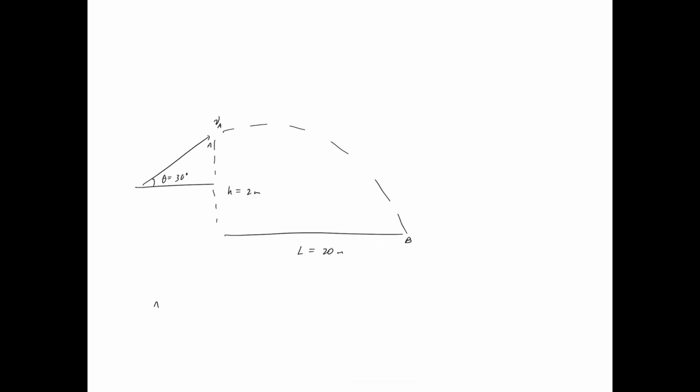Suppose we have a skateboarder that leaves a ramp that's inclined at 30 degrees with some speed that we're just told is VA. This is at point A. And they land a distance L horizontally, which we're told is 20 meters at point B. And this total height, we'll just call H, is 2 meters. And so we want to know, first off, what is the time of flight?